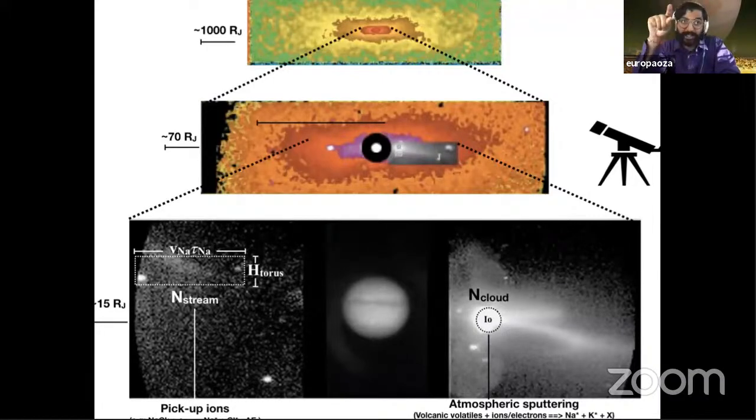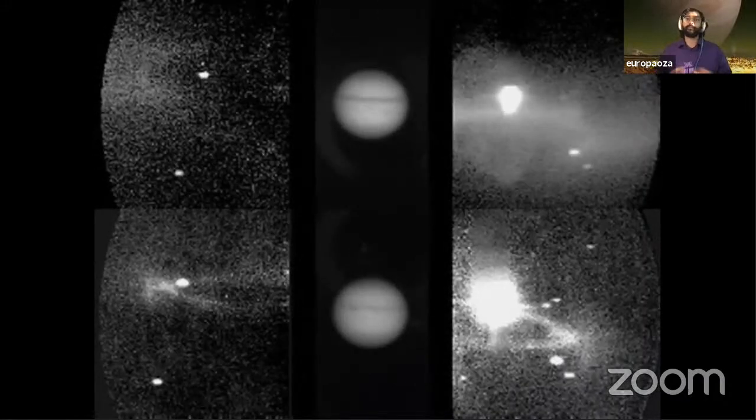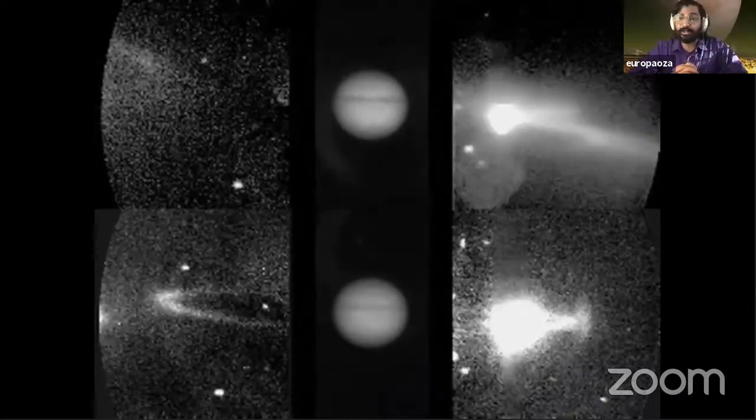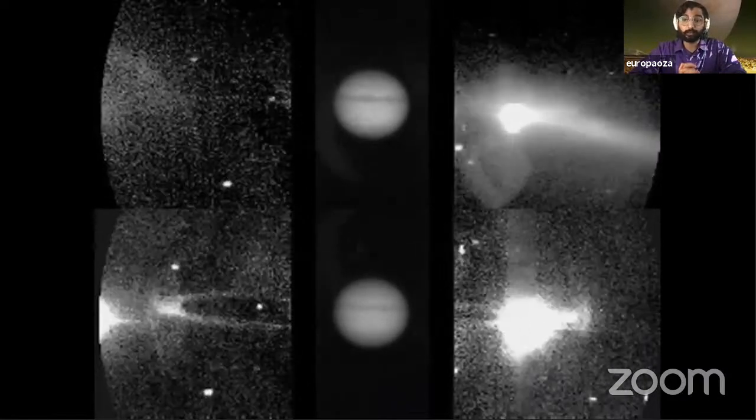There's a cloud on the right-hand side, as you can see, that's directly emanating from Jupiter's moon Io. And on the left-hand side, you can see that there's a stream of sodium that's independent of the location of Io. And that is absolutely outstanding, I'd say. Because why is that? On the top frame, you're seeing atomic sodium. In the bottom frame, you're seeing ionized sulfur and oxygen.